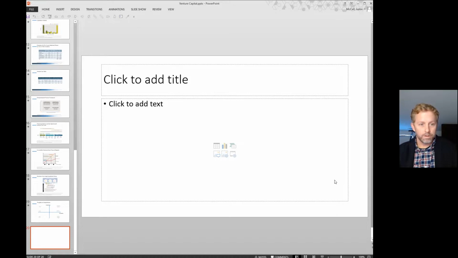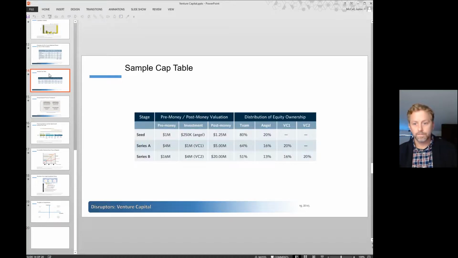All right. Oh, wrong slide. Okay. So the next thing we're going to talk about here is what the cap table looks like. A normal cap table, and this is super simplified. I'll show you an Excel spreadsheet in the next video.